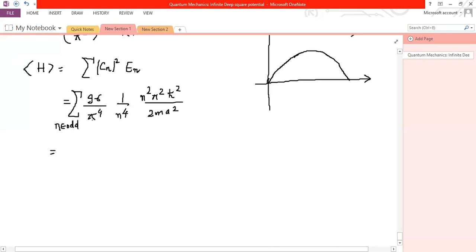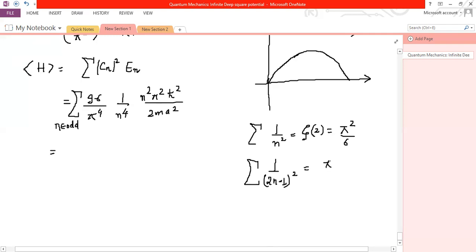And so, okay, what is the summation of 1 upon n square? This is zeta 2, and this is equal to pi square upon 6. Okay. And if I take up odd values only, this will come out as equal to pi square upon 8.